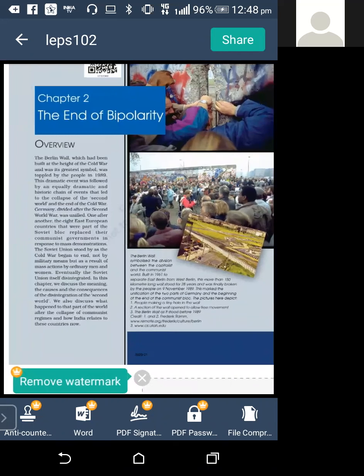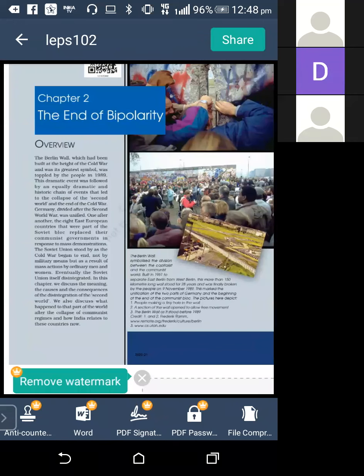In 1989, you know, Berlin Wall was broken. Now, what do you mean by Berlin Wall? There were two types of Germany, East Germany and West Germany. East Germany was under the Soviet Russia and West Germany was under the Americans. Western part, Western country, American means Western country. Now, the Berlin Wall, which had been built at the height of Cold War and was its greatest symbol, was toppled in 1989 by the people. Berlin Wall, bahut badi wall thi, right?